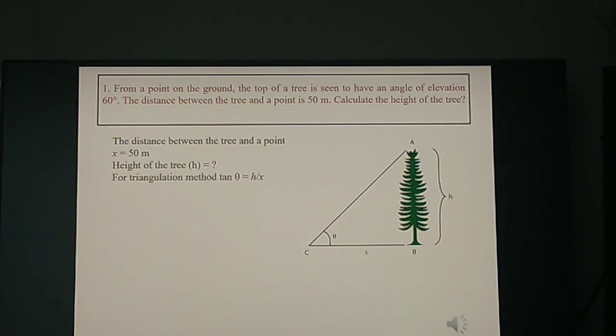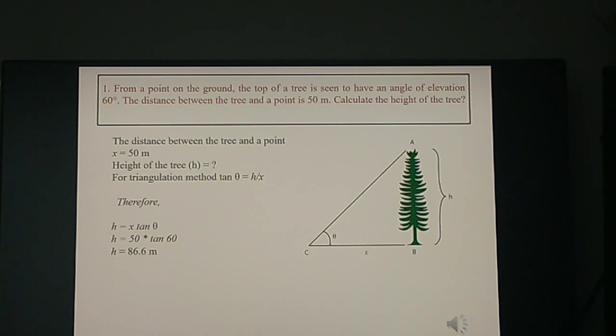So what do we do? We go back to our trigonometry. We know that tan theta is opposite upon adjacent. So tan theta is equal to h by x. So what we do? We make h the subject of formula. So h is equal to x tan theta. So what happens? 50 into the value of tan 60, which will give you 86.6 meter.